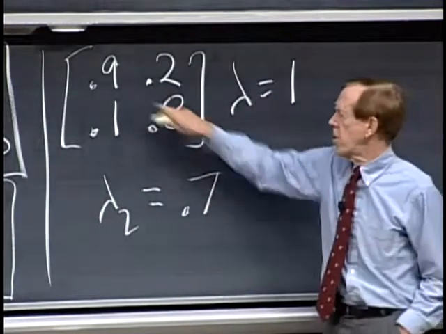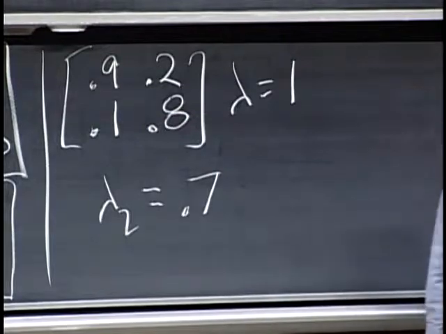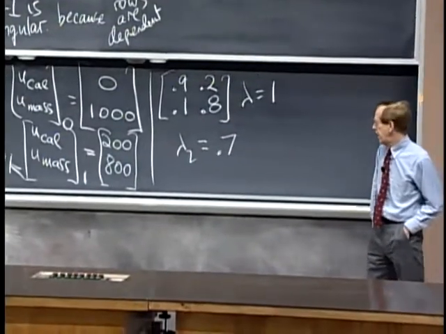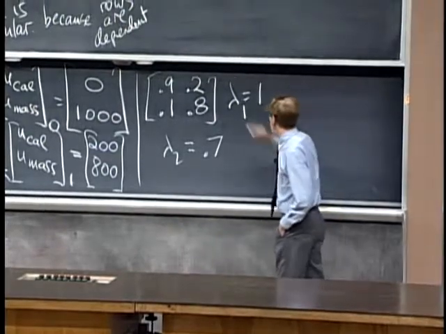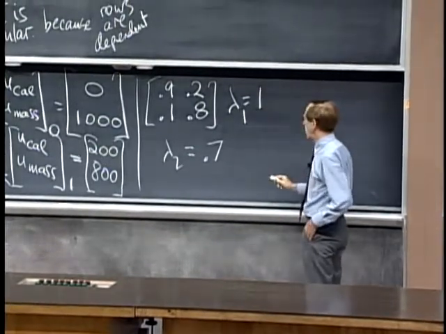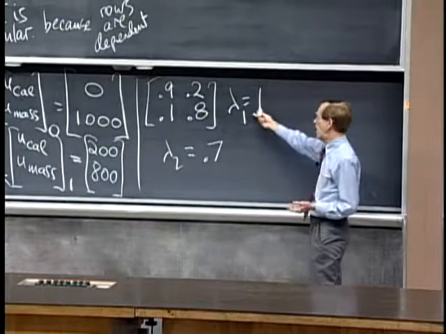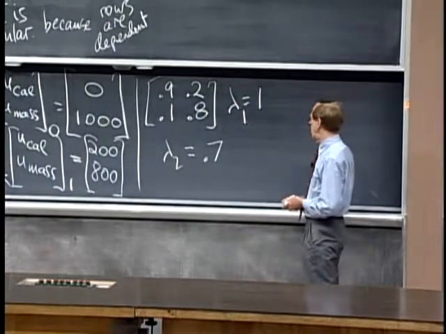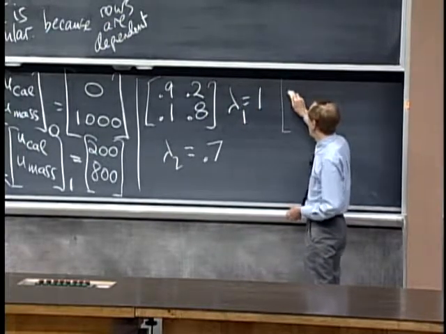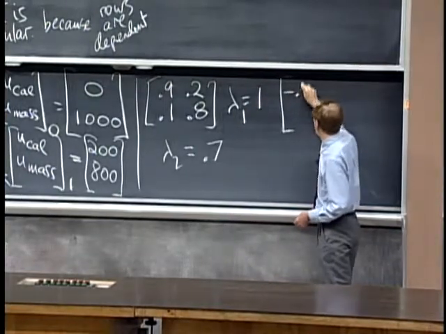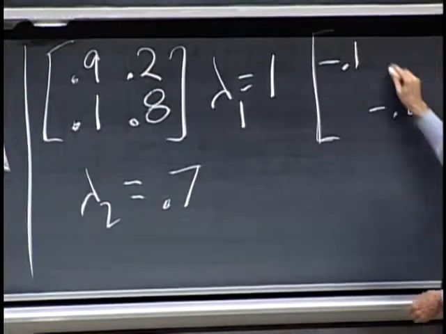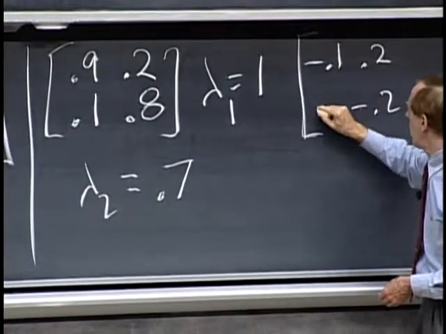And notice that the determinant is 0.72 minus 0.02, which is 0.7. Right. Okay, now to find the eigenvectors. So that's lambda 1. And for the eigenvector, I'll subtract 1 from the diagonal, right? Subtract 1 from the diagonal, I have minus 0.1 and minus 0.2. And of course, these are still there.